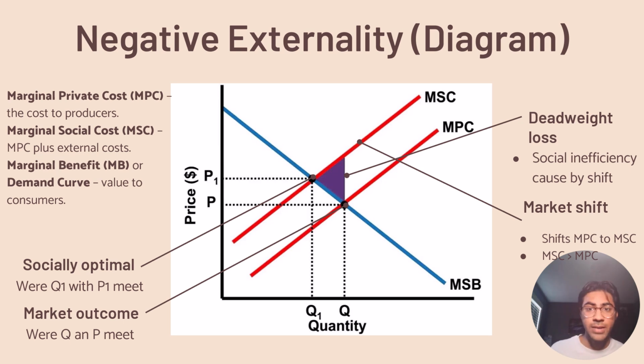Now, to correct this market failure, taxes, like we will talk about in later slides, can shift the MPC upwards to the MSC, the marginal social cost. This aligns private and social benefits, leading to a socially optimal outcome, like we talked about.